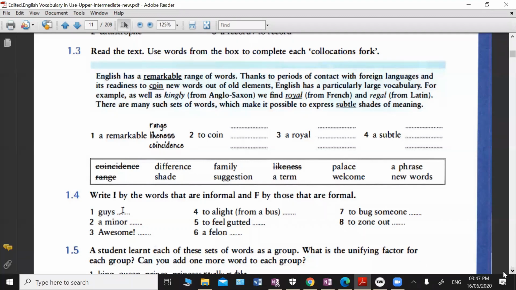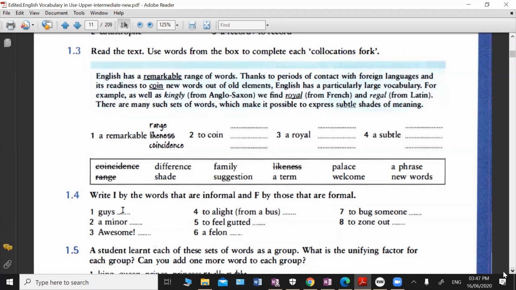English has a particularly large vocabulary, for example, as well as kingly for Anglo-Saxon, we find royal for French and regal from Latin. There are many such sets of words which make it possible to express subtle shades of meaning. Now here we have different words: remarkable, coin, royal, and subtle.